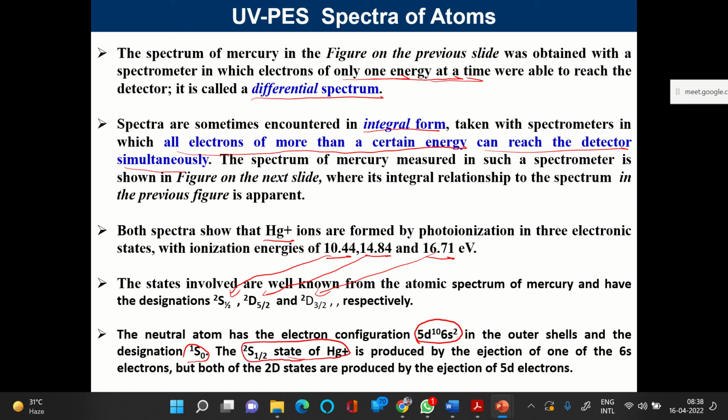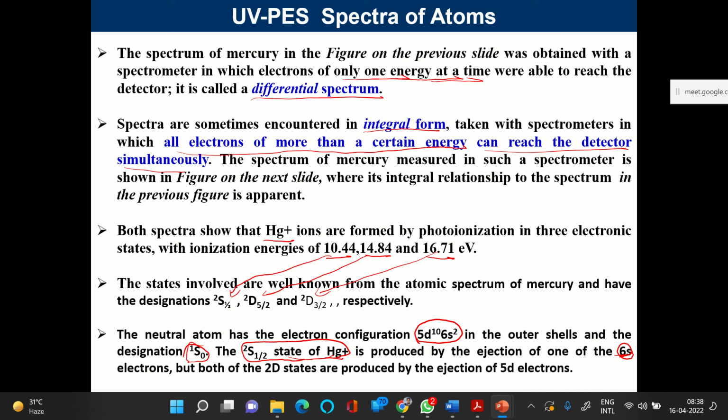What you saw in the slide, the labeling of the states was done with respect to the cation, the positive ion that is formed. So one of those states is 2S. Starting from 1S naught, you get this state with ejection of an electron from the s orbital, if the 6s electron is lost. But if the electrons are lost from 5d, then you will get both of these.